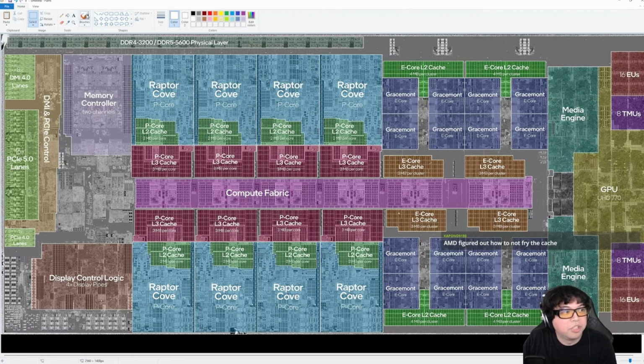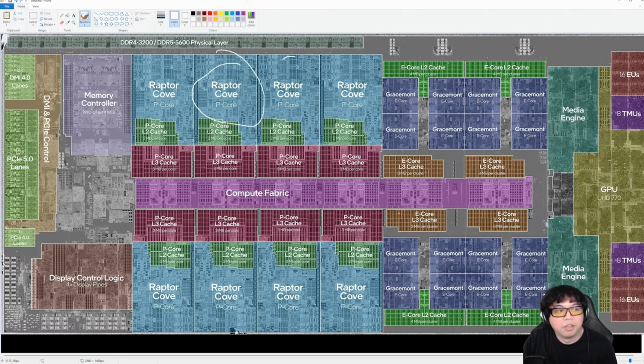The problem with the Intel CPU. For those that don't know, this is an Intel 14/13900K CPU die, basically with all the labels on all the components. This is a Raptor Cove, which means it's a Raptor Lake core. This is a P core. It's a single P core.